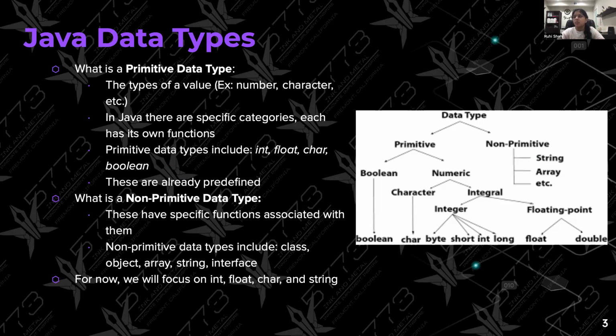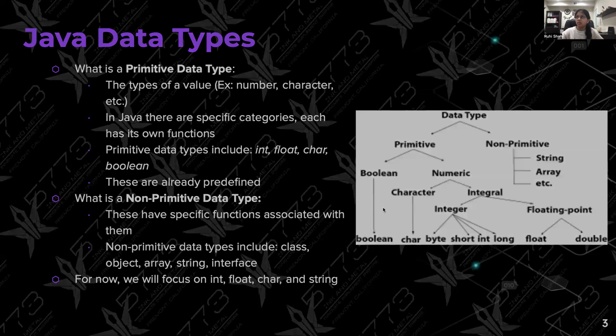And so what is a non-primitive data type? Non-primitive data types are the ones that have specific functions associated with them. They include a class, an object, an array, a string, and an interface. This just means that you can apply functions to make them do different things. For now, we're going to focus on three of the primitive data types plus strings, which are int, float, char, and string.